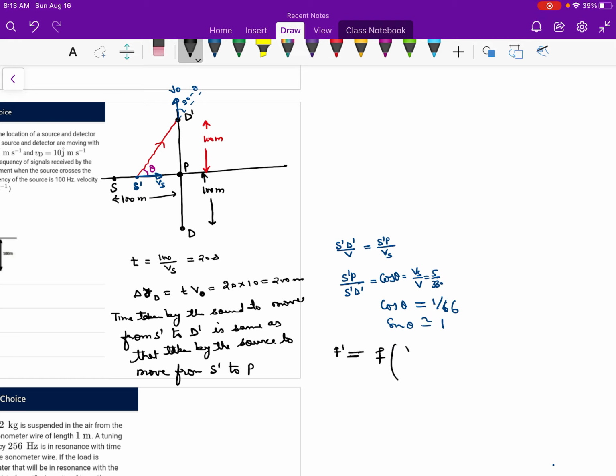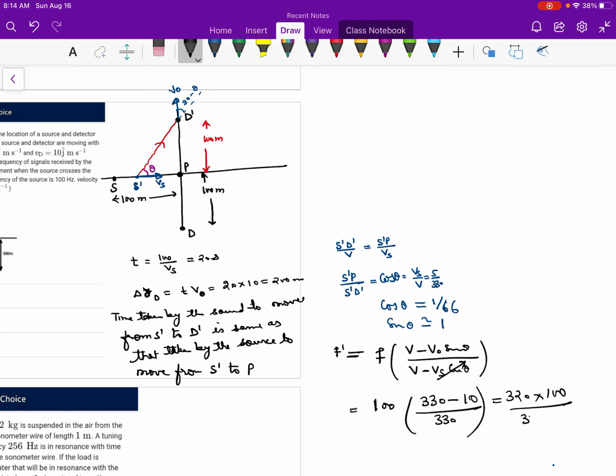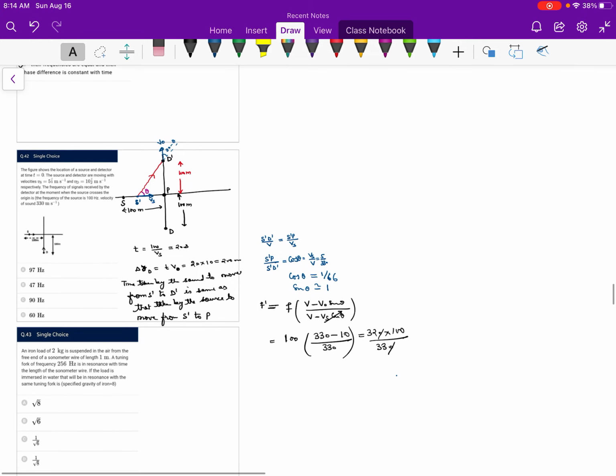So f dash is f into v minus vo sine theta upon v minus vs cos theta. Cos theta is very small, approaching 0, so vs cos theta will be very small as compared to v, so ignore it. So f dash is f, 100, v which is 330 minus vo sine theta which is 10, upon 330. So this is 320 into 100 upon 330. So this is 3200 upon 33.